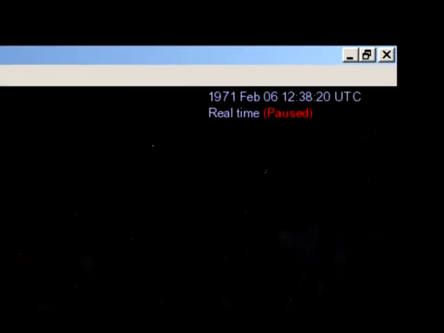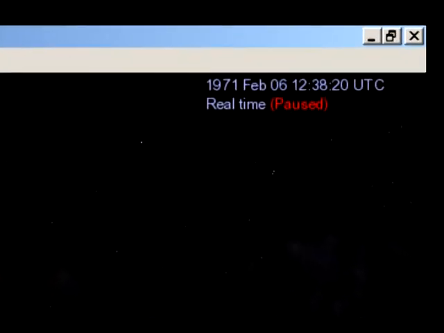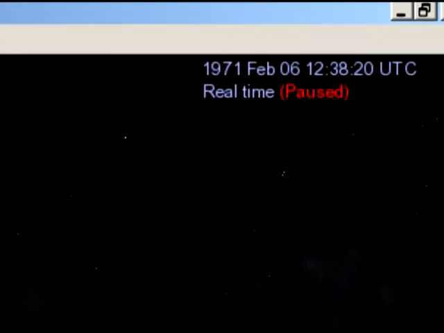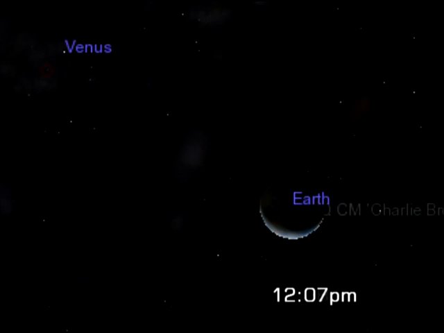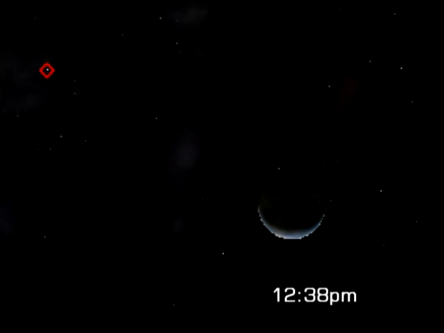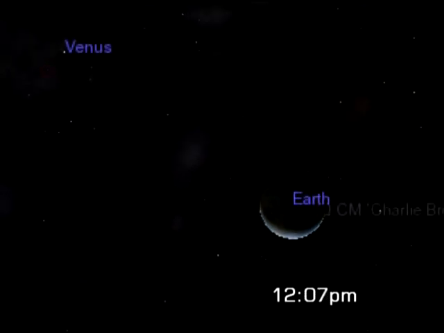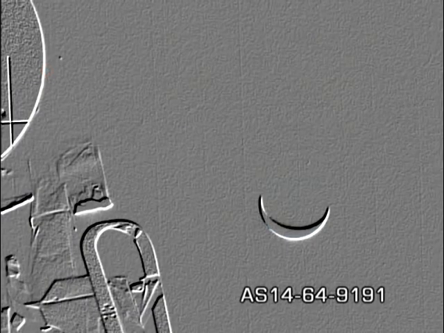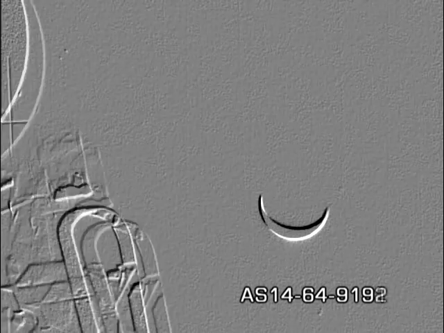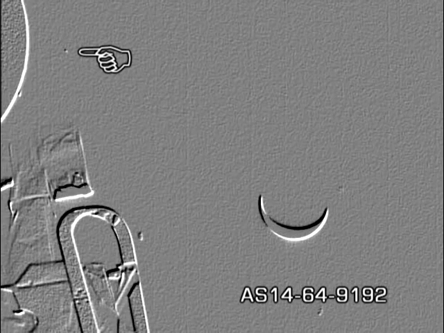For the sake of thoroughness, I also captured this image of the lunar sky taken at 12:38 Greenwich Mean Time, more than half an hour after Shepard took these photos. As you can see, over a 30-minute time span, the planet Venus makes a drastic shift from right to left. This is the exact opposite of what is happening in the Apollo 14 photos. In the second frame, Venus has shifted greatly from left to right.